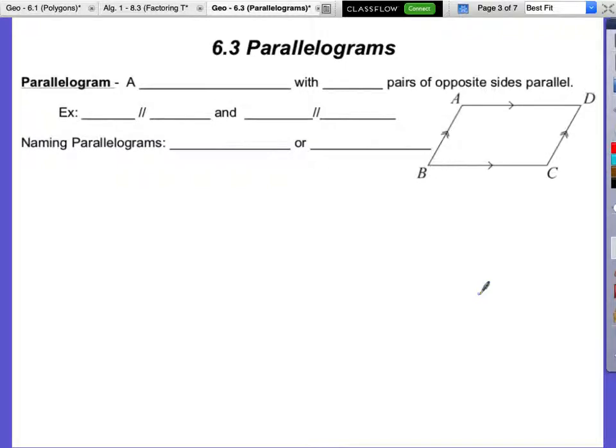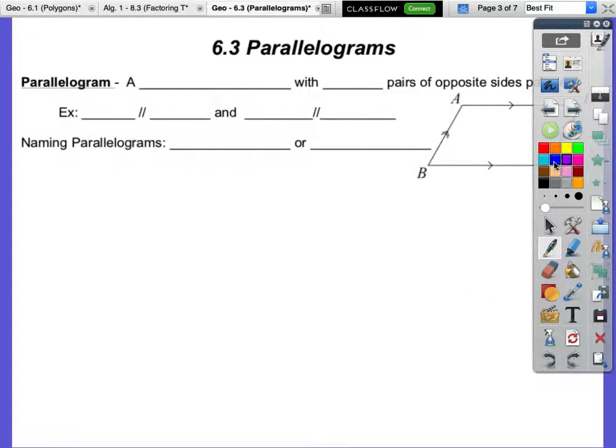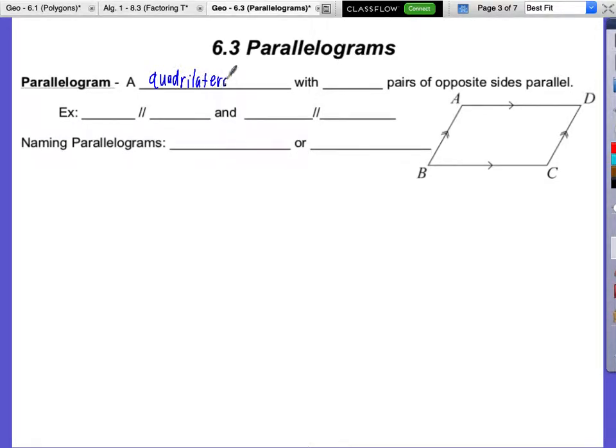A parallelogram, by definition, is a quadrilateral with both pairs of opposite sides parallel. That kind of makes sense that it's named a parallelogram, that it has pairs of parallel sides, right? It kind of goes right from the name, I think.